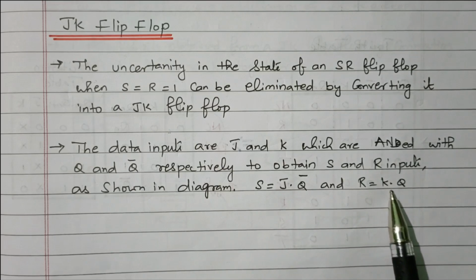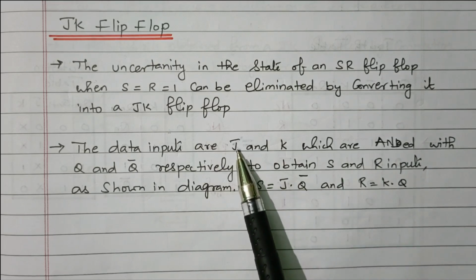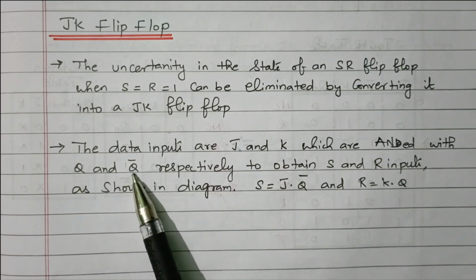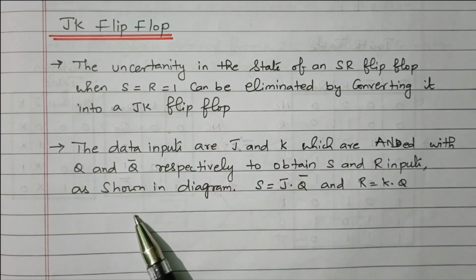At the time we are able to understand. So the simple thing is J and K is connected in AND gate with Q and Q bar. So that SR flip-flop is converted into JK flip-flop. Now we'll go to the logic diagram.